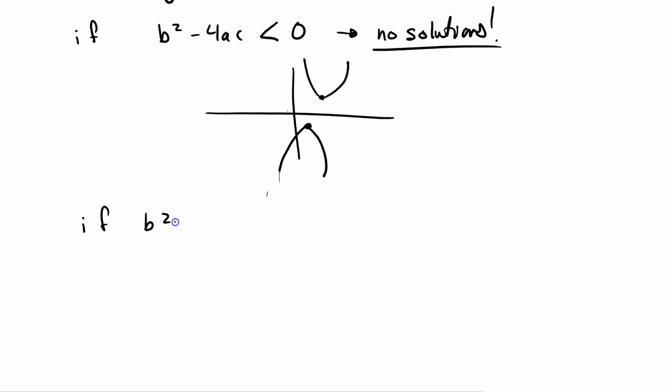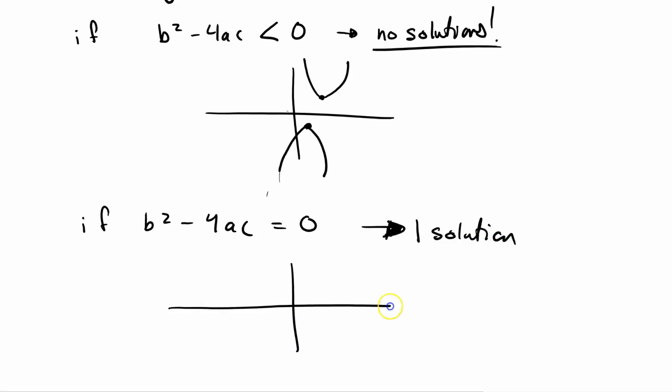If b squared minus 4ac, or the discriminant, equals 0, then there is only one solution. So that means if I were to graph that quadratic, it would start at the x-axis and only touch once at the vertex.